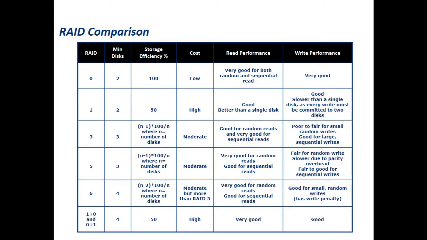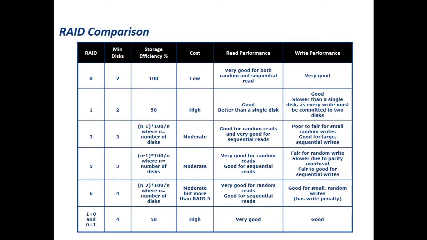Then we have RAID 5. Again, for RAID 5, the minimum number of disks required to implement is 3. Storage efficiency is computed using the formula (n minus 1) into 100 by n, where n is the number of disks. Again, the cost is moderate. Read performance is very good for random reads, and it's good for sequential reads. Write performance is fair for random writes, slower due to parity overhead, and fair to good for sequential writes. That is the write performance for RAID 5.